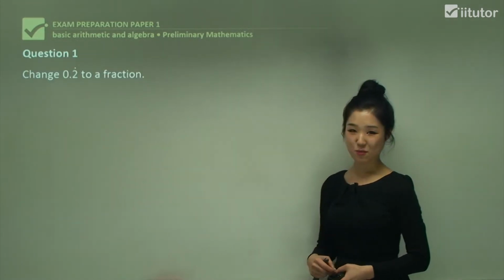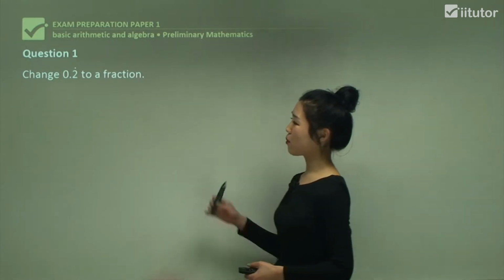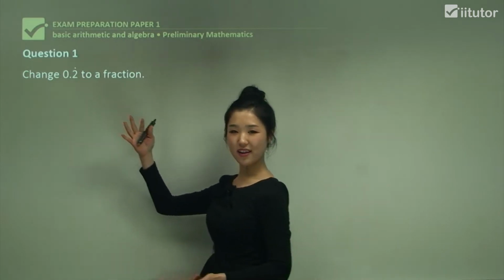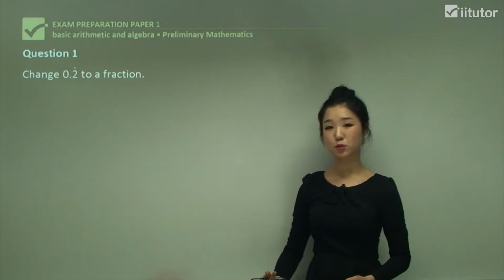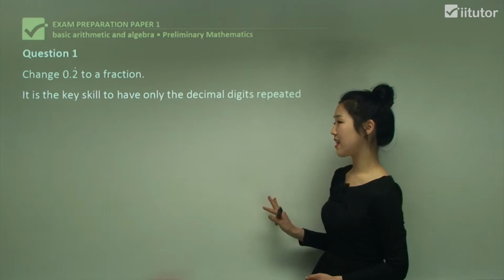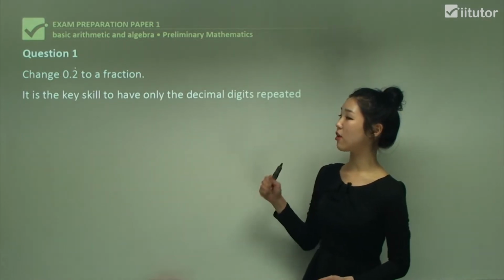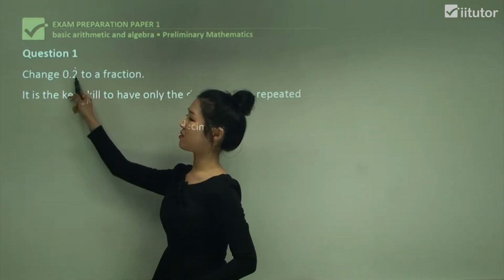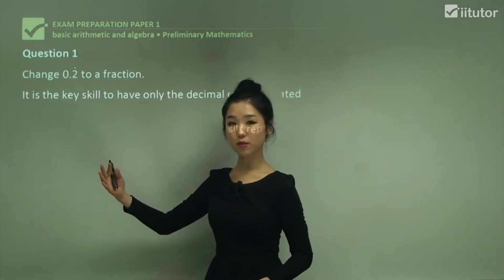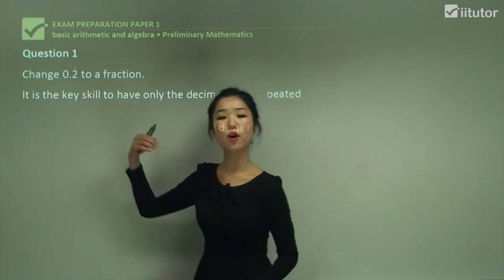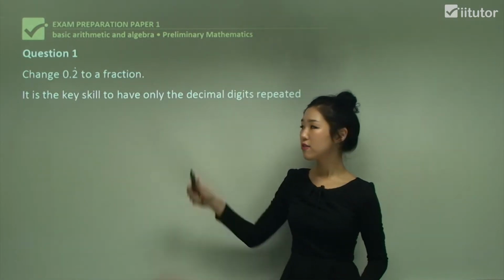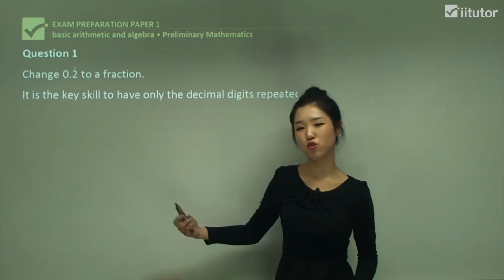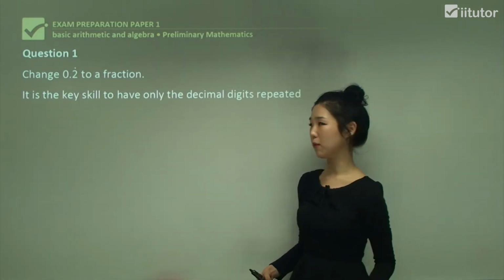I'm going to start with question 1. It says, change 0.2 recurring to a fraction. And you see the dot on the top. It represents a recurring decimal, okay? You should know that it is a key skill to have: only the decimal digits with the dot on top are repeated, nothing else. So in this case, only the 2 is recurring. So it's 0.22222, but you should already know this very, very well.